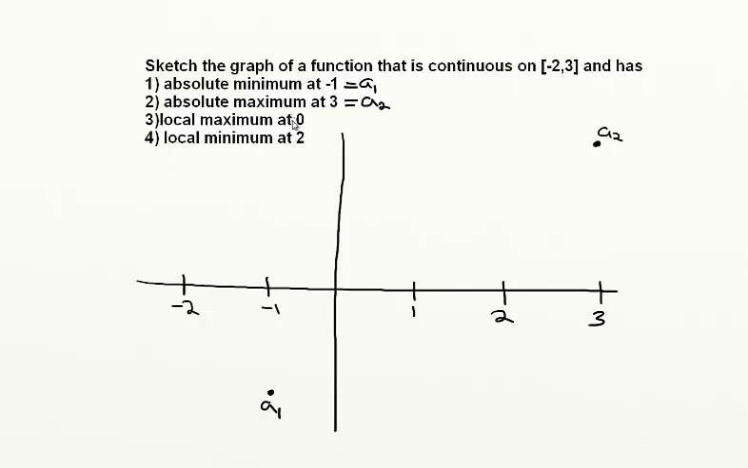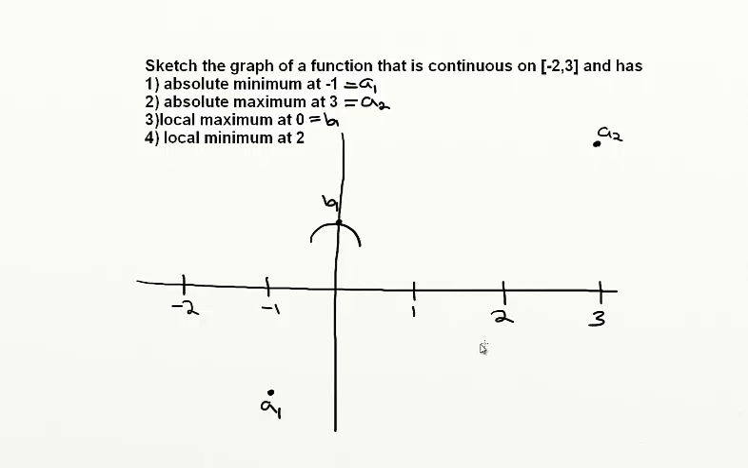Now we have a local maximum at 0. So when we hit 0, we get a local max, so that looks something like this, right? The derivative is going to be 0 right there, but we have a local maximum. So let's call that B1. So we have a local maximum B1 right at 0.